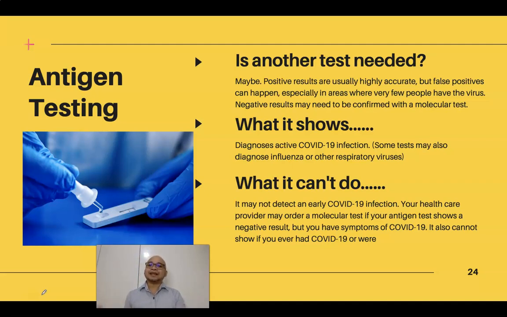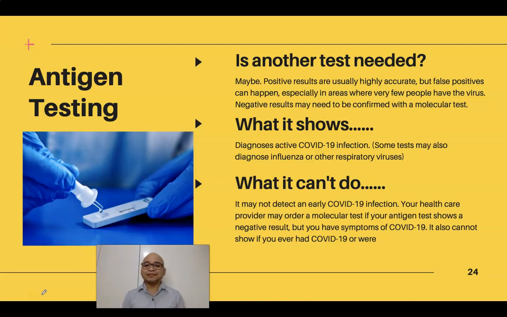What does it show? Well, if you're positive with antigen testing, it means that you are diagnosed to have an active COVID-19 infection. I mean to say you are infectious also and you have the disease. What is the limitation? It may not detect an early COVID-19 infection. Unlike RT-PCR, the molecular testing is actually more sensitive. So your healthcare provider may order a molecular test if your antigen shows a negative result, but your symptoms are actually consistent with that of COVID-19.